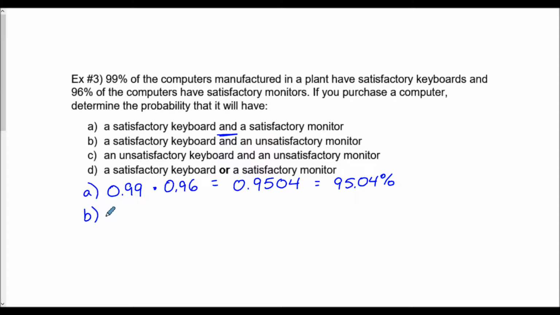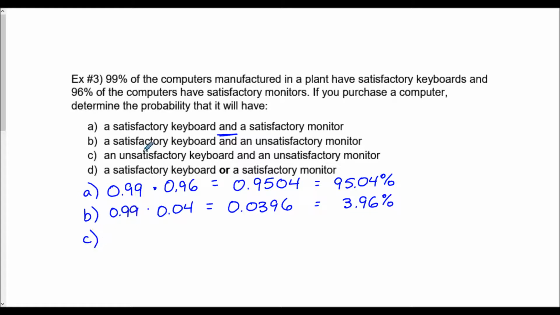B, a satisfactory keyboard and an unsatisfactory monitor. Well, we know what a satisfactory keyboard is. It's 0.99. But what's the probability of having an unsatisfactory monitor? Well, if 96% are satisfactory, which means that they actually work, there's 4% left that's unsatisfactory. So 0.04. Multiply that out. And you get 0.0396, which is 3.96%.